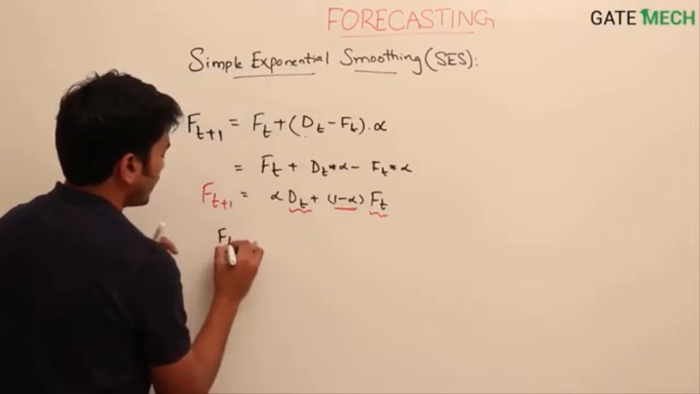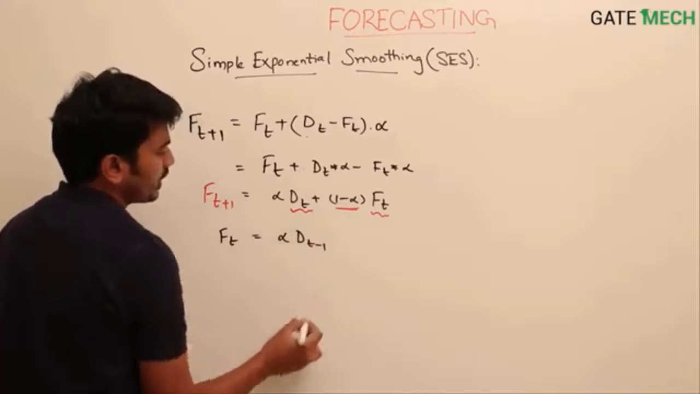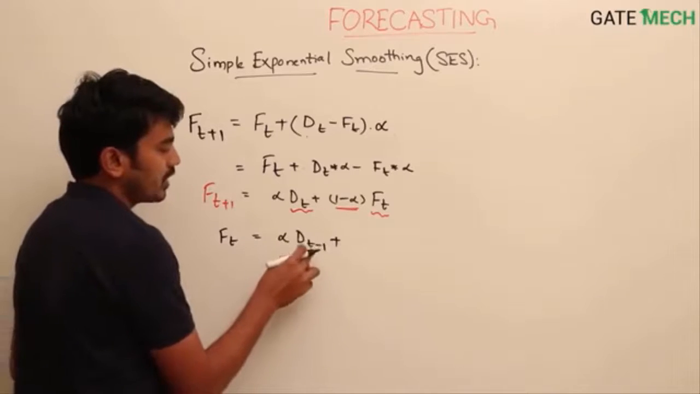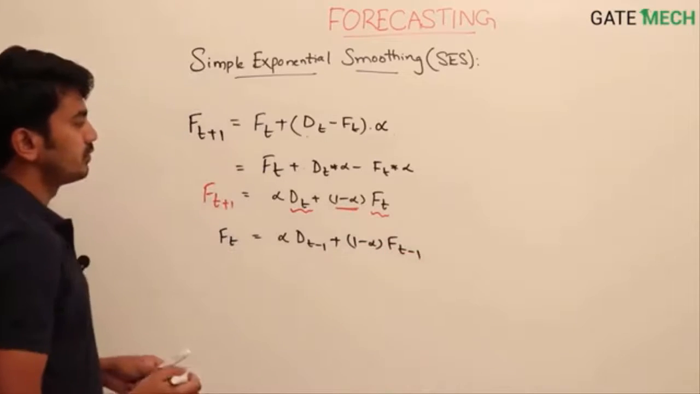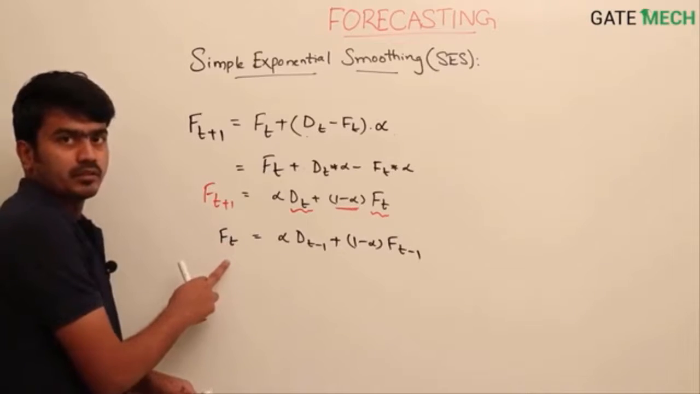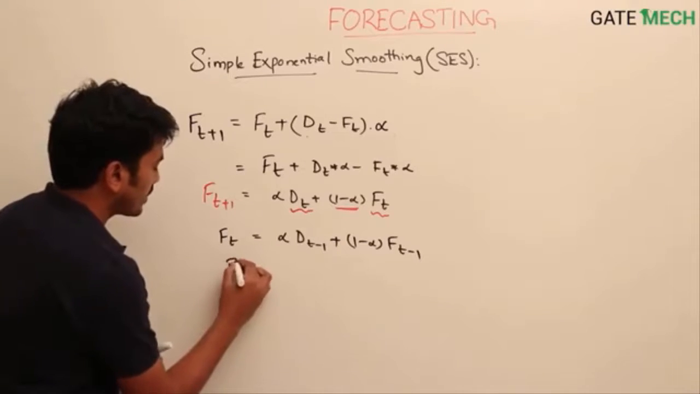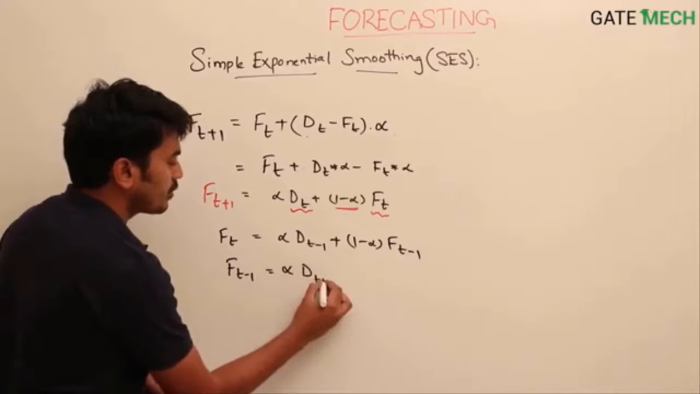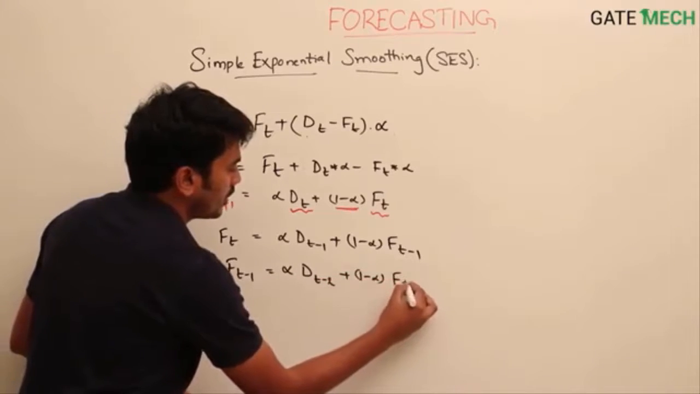Ft is, again, if you write the same expression with time period t, then it will consider alpha into Dt-1, the demand of t minus 1, plus 1 minus alpha into Ft-1. So I am writing the same expression for the current bucket. So if this is for the next bucket, this is for the current bucket. If you write for the previous period, it is Ft-1, then it will consider the demand for t minus 2, the previous period of t minus 1, plus 1 minus alpha into Ft-2.